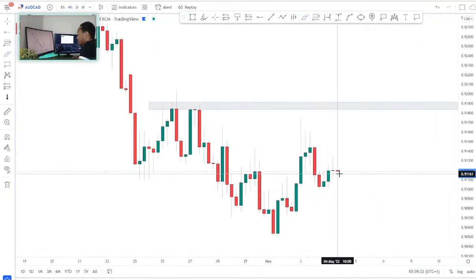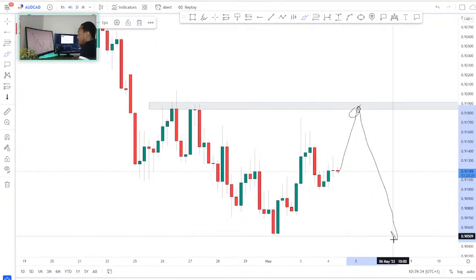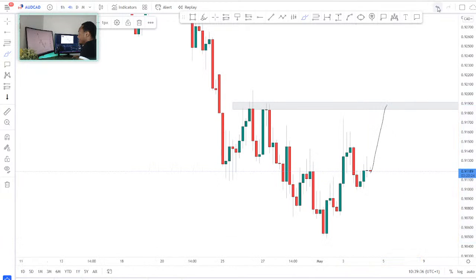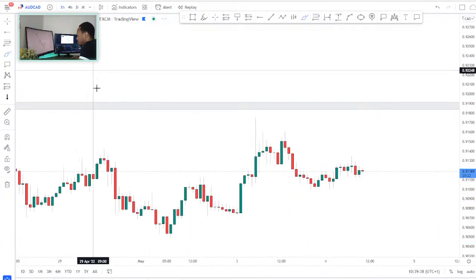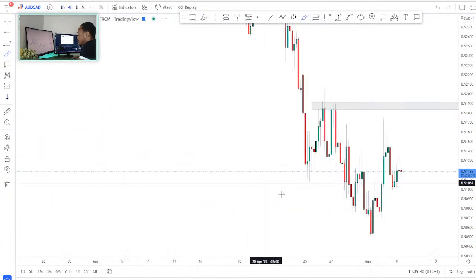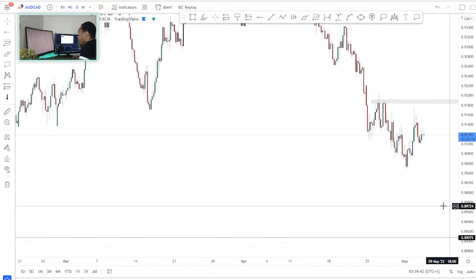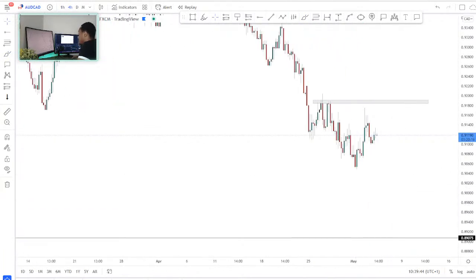Just want to see price come a little bit higher first, and then potentially drop from there. But not too keen on the price action as of right now. Still bearish on AUD CAD.